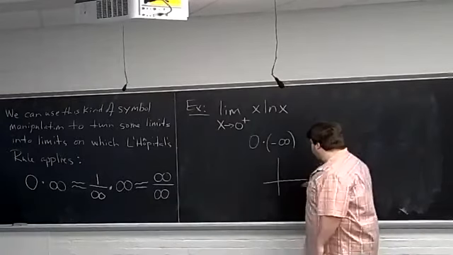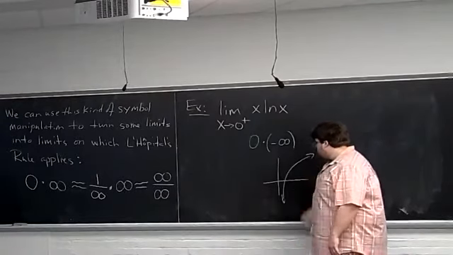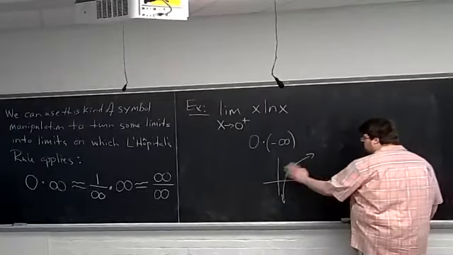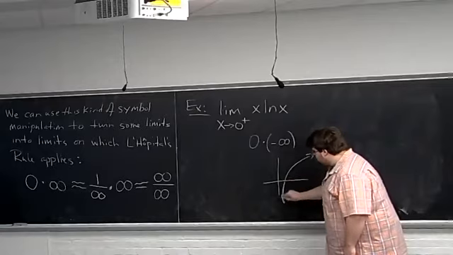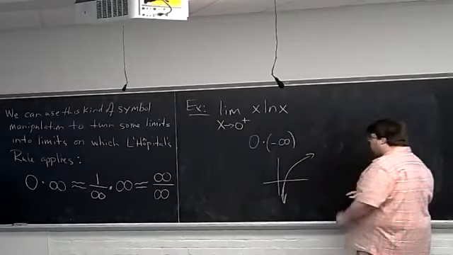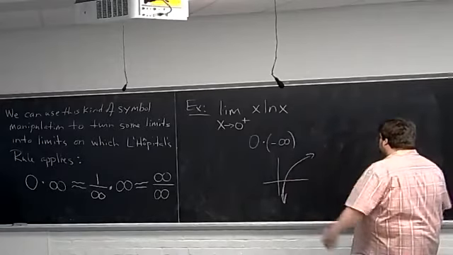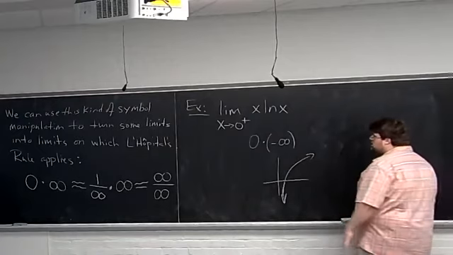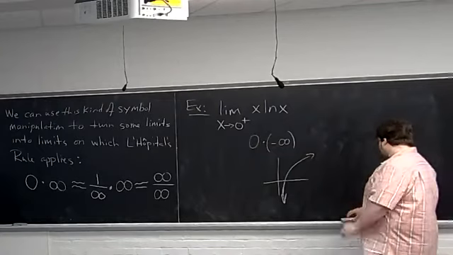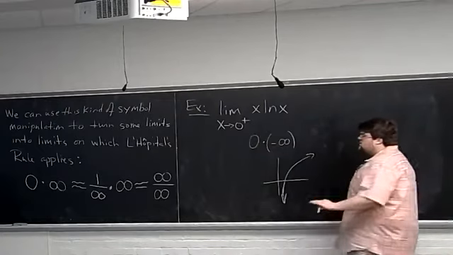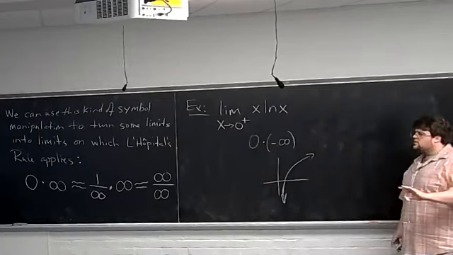Why? Well, the graph of log x looks like that. As x goes to 0 from the right, this goes down to negative infinity. Meaning, using a substitution-like observation, this takes the form 0 times an infinity. Any questions about that first observation here?